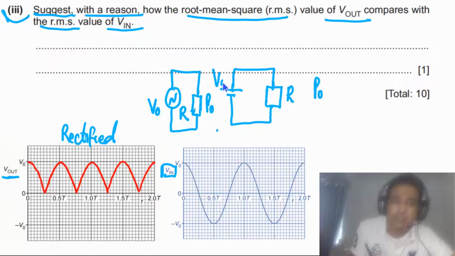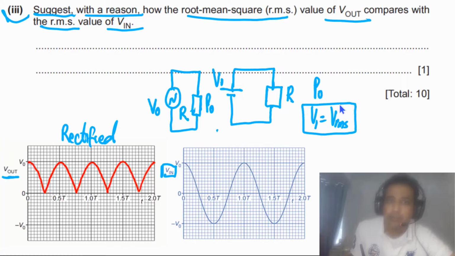So let's say this is V1. So for the same power dissipation in this resistor, V1 has to be equal to VRMS of the alternating power supply. So this is the meaning of RMS value.